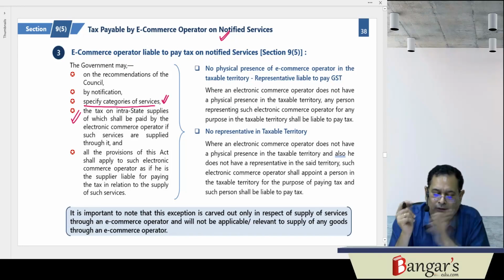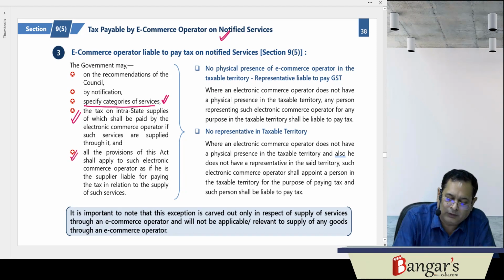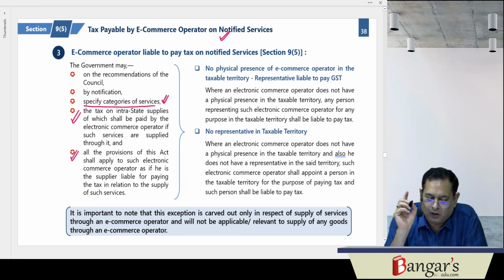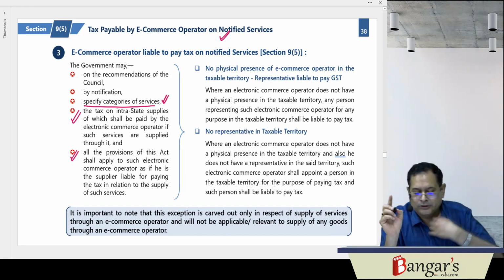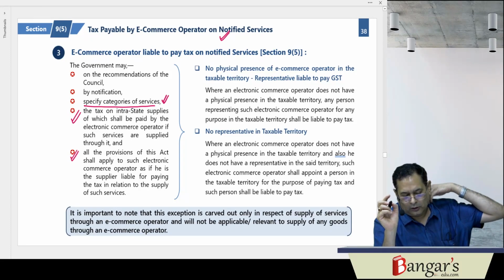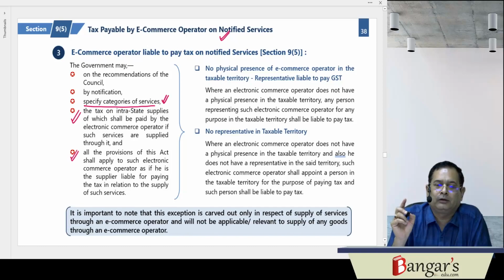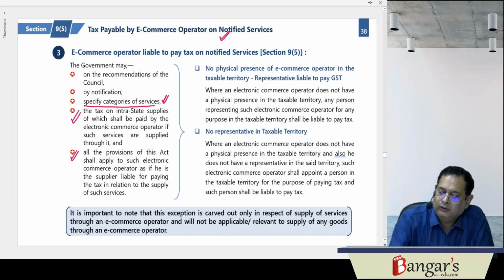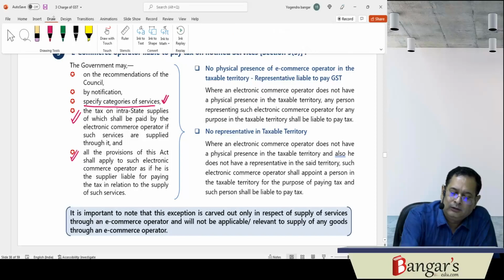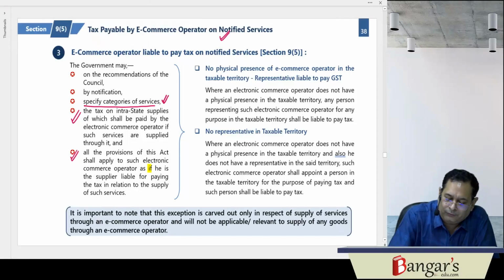And they say that all the provisions of the Act shall apply to such e-commerce operator. All the provisions of the Act shall apply to the e-commerce operator as if he is the supplier liable for paying tax in relation to supply of such services. He will be regarded as a supplier. He is regarded as a supplier of service, and he will be liable to pay tax in relation to supply of such services.